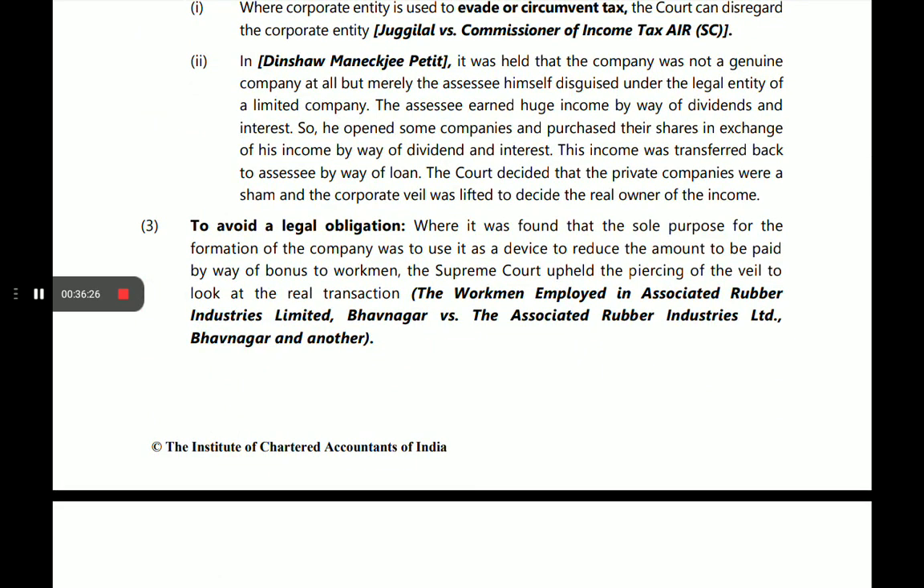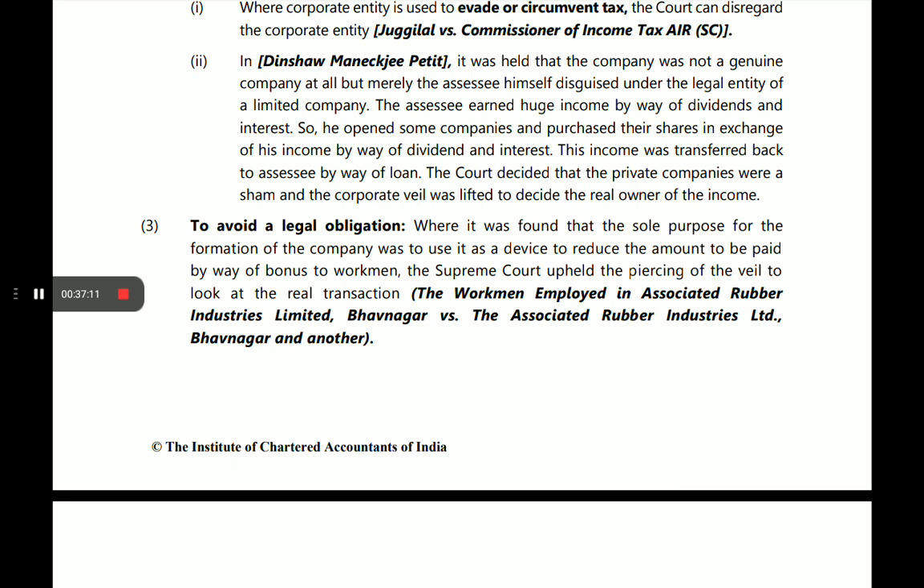To avoid a legal obligation, where it was found that the sole purpose for the formation of the company was to use it as a device to reduce the amount to be paid by way of bonus to workmen, the Supreme Court upheld the right of the court to look at the real transaction.